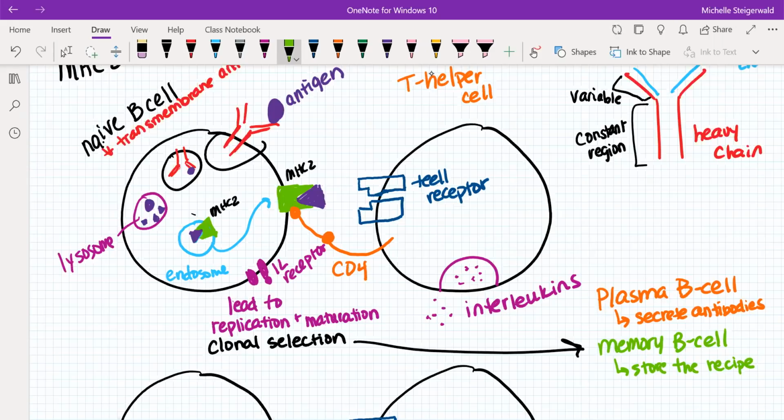And these memory B cells will hang out in germinal regions with a transmembrane. So if it happens to bind to this antigen again, it can immediately just start replicating and creating more plasma B cells that secrete the antibodies. It doesn't have to go through that whole long, tedious process of making random antibodies to see if one works.